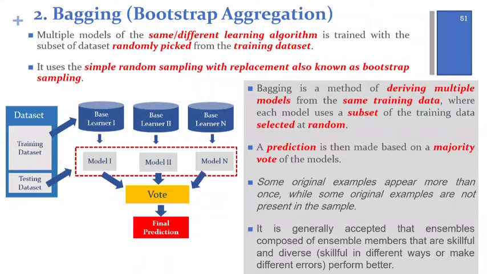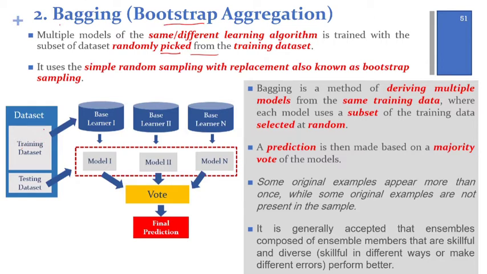So what is bagging as an ensemble method? Bagging is otherwise referred to as the bootstrap aggregation method. Here, multiple models of the same or different learning algorithms are trained with subsets of the data set that are randomly picked from the training set. So you have a single training set. This training set will be resampled with replacement. That is the point, with replacement.